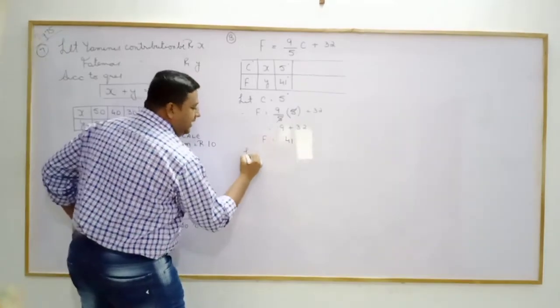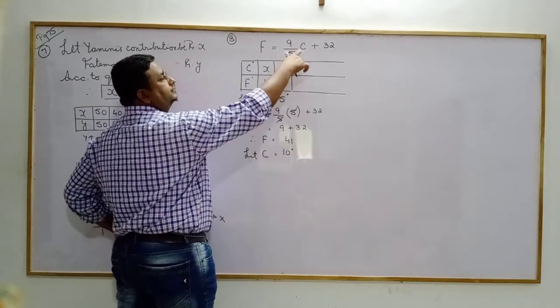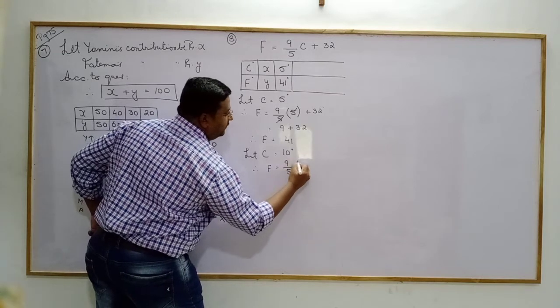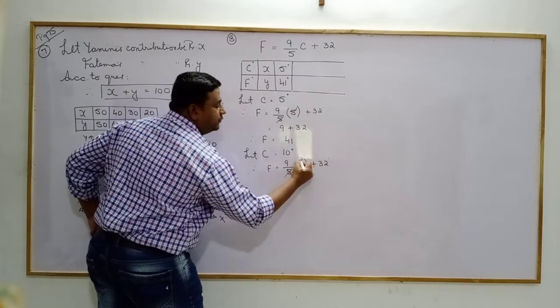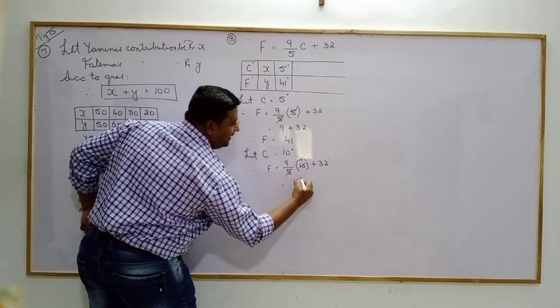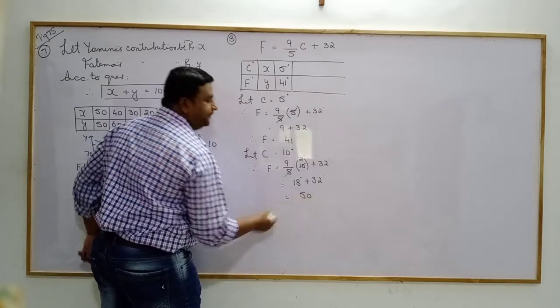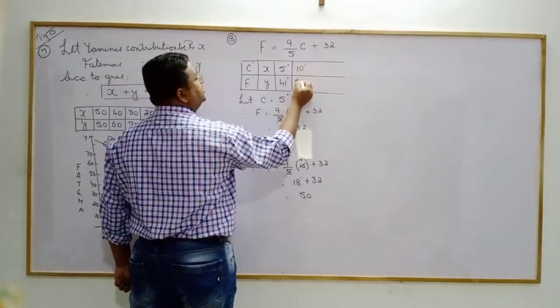Yes or no? Let degree Celsius be 10 degree. So what do I get? F is equal to 9 by 5 into 10 plus 32. 5 twos are 10, 9 twos are 18, plus 32. 18 plus 32, how much? 50 degree. When it is 10 degree Celsius, it is 50 degree Fahrenheit.